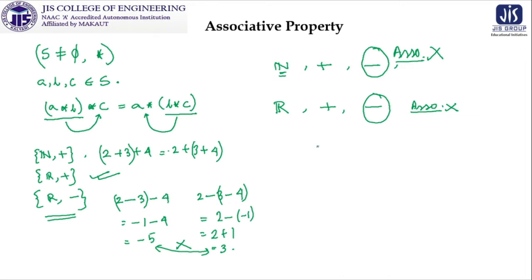So the set is obviously a non-empty set with a binary operation star. If closed and associative, obviously, then it is having another name. It is called a semigroup.